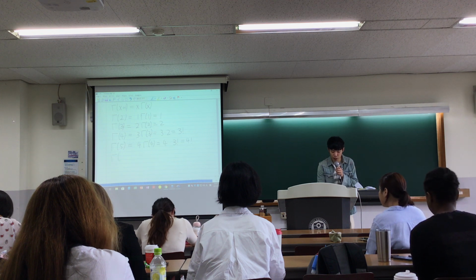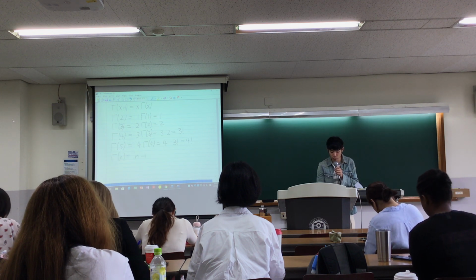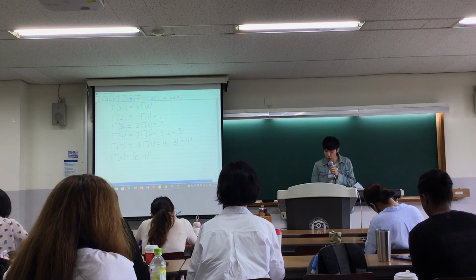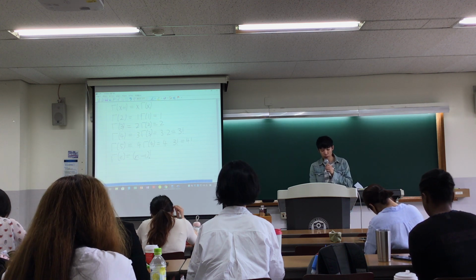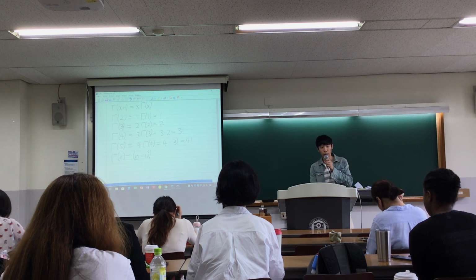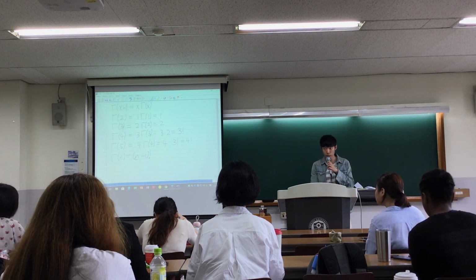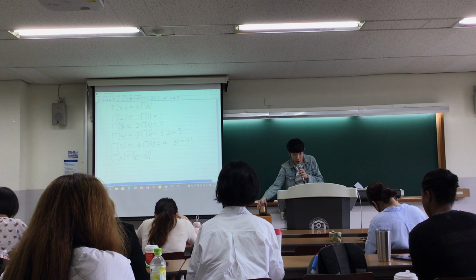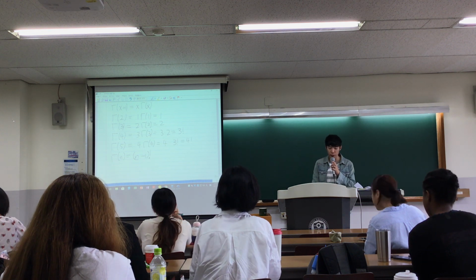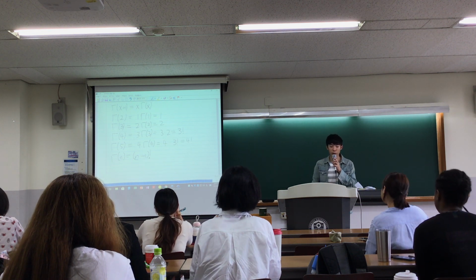And so gamma of n is n minus 1 factorial. So in some sense, this gamma function is a generalization of the factorial. The factorial is only defined for integer values, but gamma is defined for all the values in between.